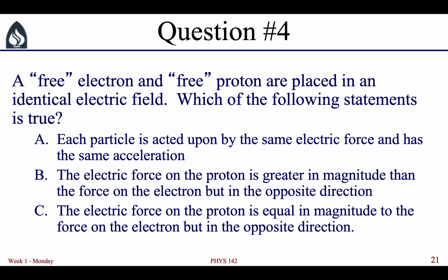So here's a question for you. A free electron and a free proton are placed in an identical electric field. Which of the following statements would be true? Would each particle be acted upon by the same electric force and have the same acceleration? Would the electric force on the proton be greater in magnitude than the force on the electron but in the opposite direction? Or would the electric force on the proton be equal in magnitude to the force on the electron but in the opposite direction?